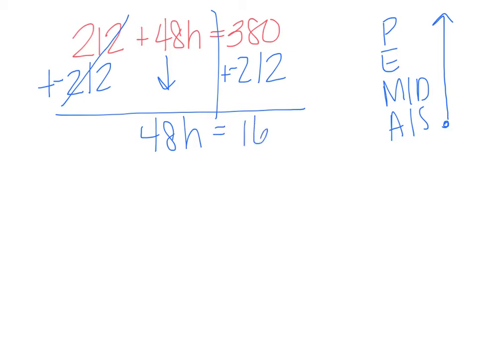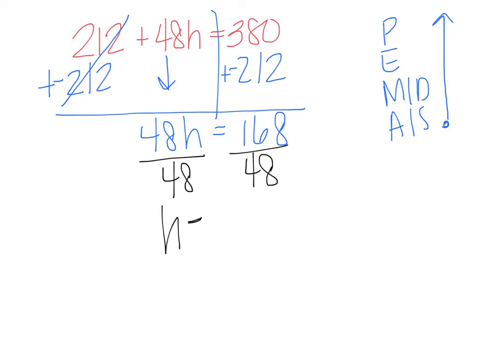and 48h equals 168. Now this is just like what you saw in the last unit, where I want to get this h by itself, so that means multiplication. So using inverse, I'm going to divide by 48, and h equals 3.5.